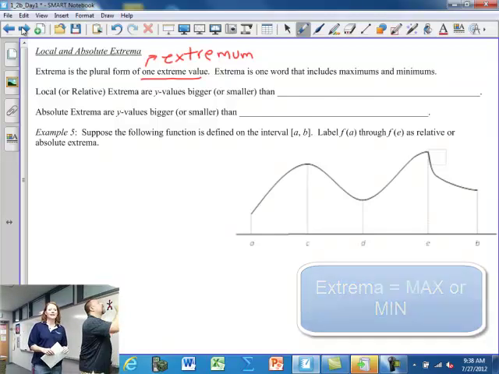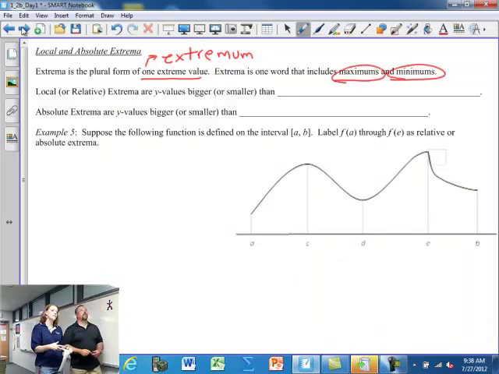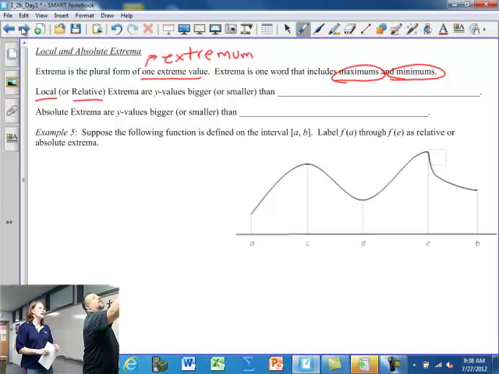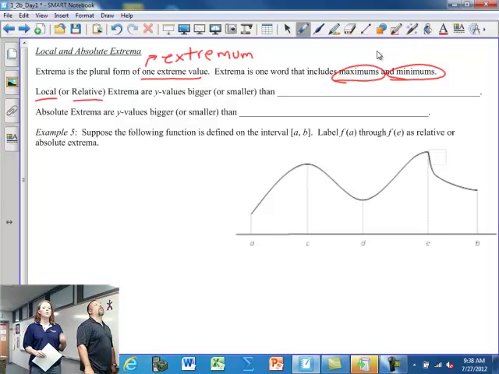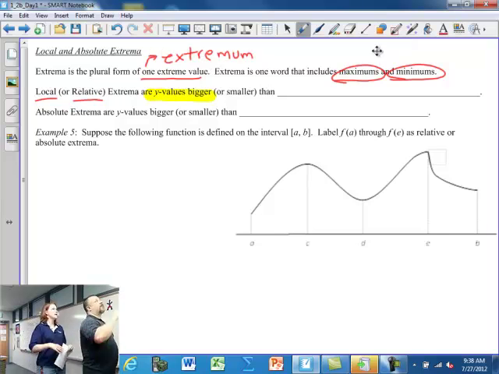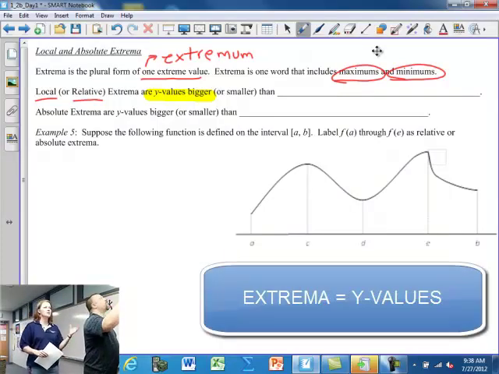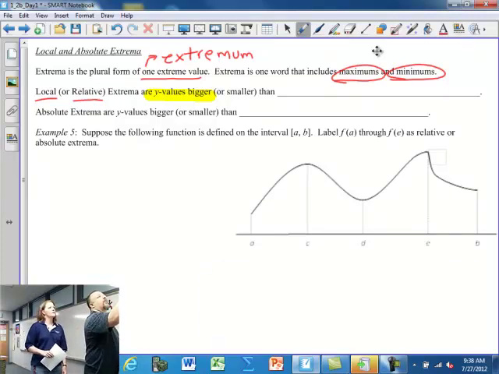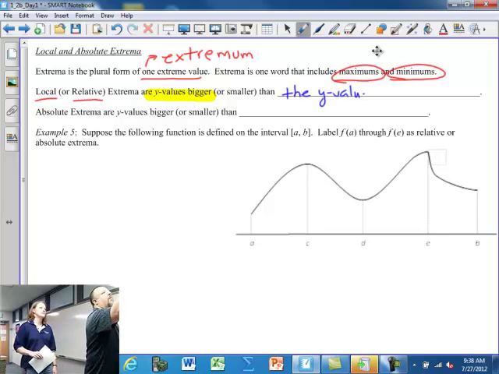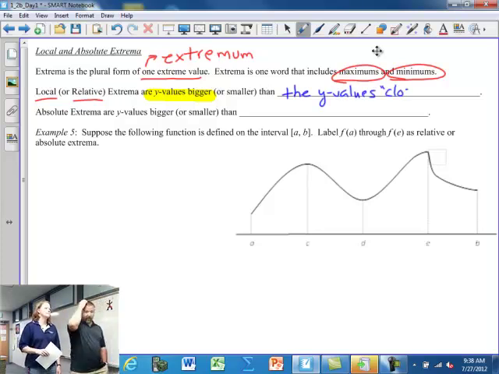So again, local, you could also use the word relative. This could depend on whether you came from FST or from Algebra 2, but it all means the same thing. You have to write this one in. Extrema, remember, are y values. Don't get them confused with increasing, decreasing, which are x values. Extrema are y values that are bigger or smaller than, well, if it's local, all the other y values that are close by, nearby, around you.